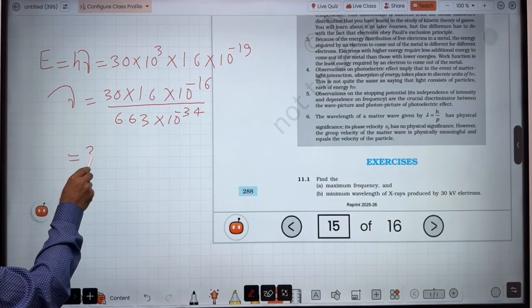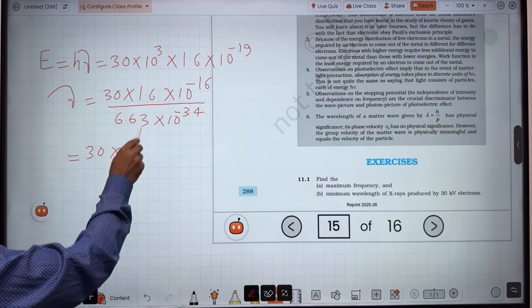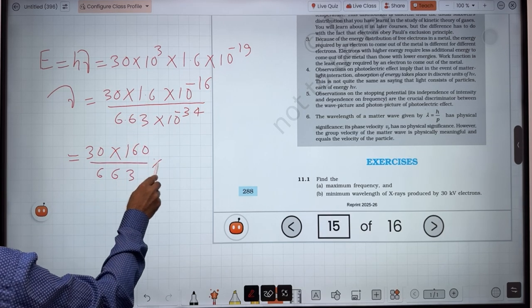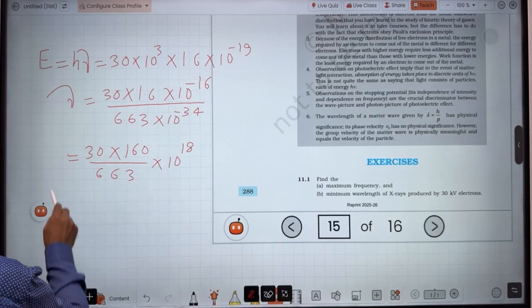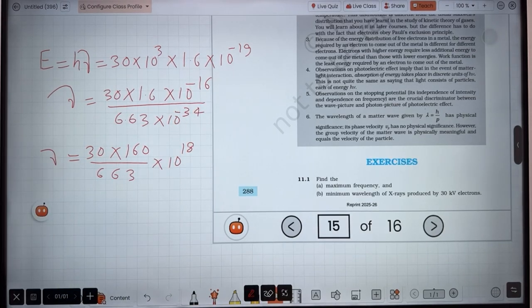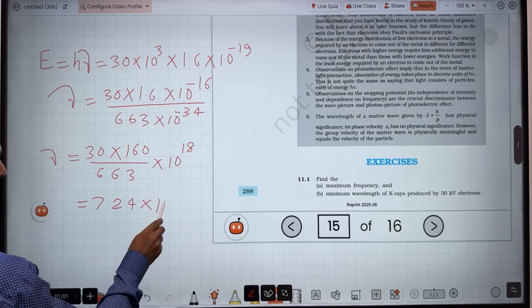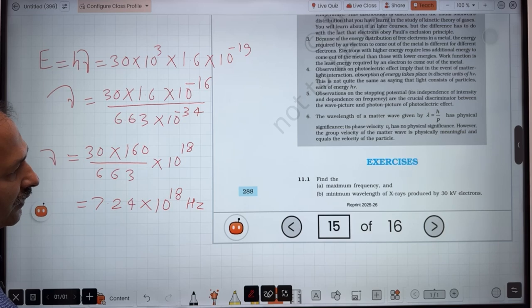Let's simplify. So 30 into 16, here two places of decimal are there. So let's write it 160 divided by 663 into 10 to the power, from here it will become 18. Right. So we can evaluate it. So on evaluation we will get 7.24 into 10 to the power 18 hertz. So this is the value of frequency.